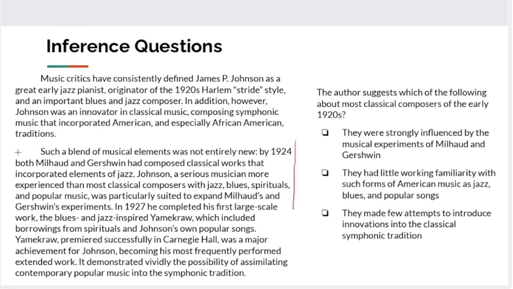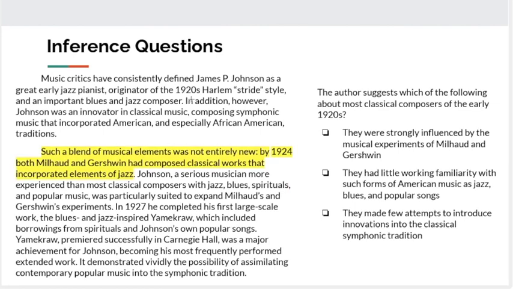And we see a couple of potentially relevant pieces of information. One of them comes in this first sentence. The idea that blending these musical elements was not entirely new, that a couple of composers had already composed classical works that incorporated elements of jazz. Now, what can we infer here? The idea that it was not entirely new suggests that it was mostly new, right? It's not entirely new, it's mostly new.